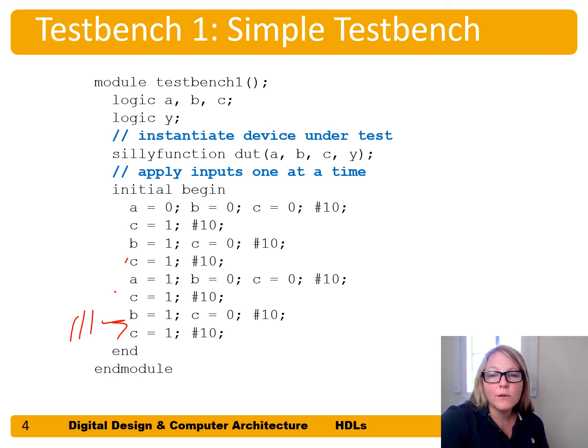And now we run this and we can look at the waveform, but instead of having to do this manually, setting our A, B, and C values and then delaying, we can just run this simple test bench. But then we still have to manually view the waveform to see if we got the correct result on Y.